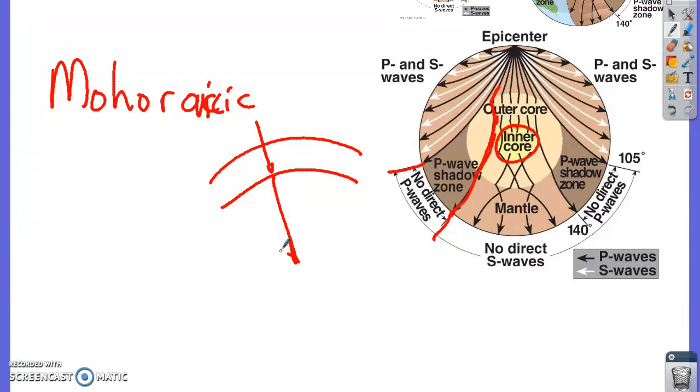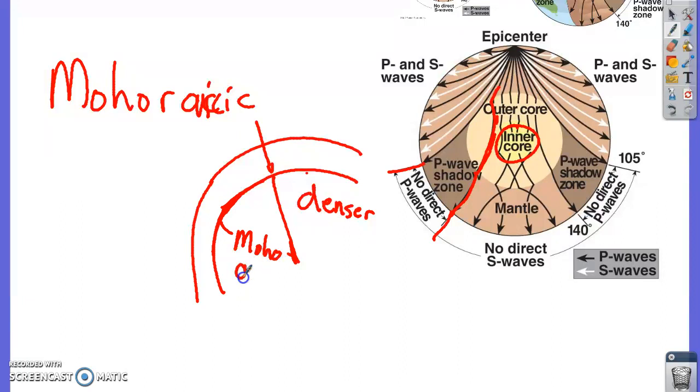He was trying to explain that, and his hypothesis was that once you got to a certain depth down here, the rocks became denser, and because they're denser and elastic, as we said before, waves start speeding up faster. His data seemed to suggest that this happened all the way around the Earth. So this break here is called the Moho discontinuity.